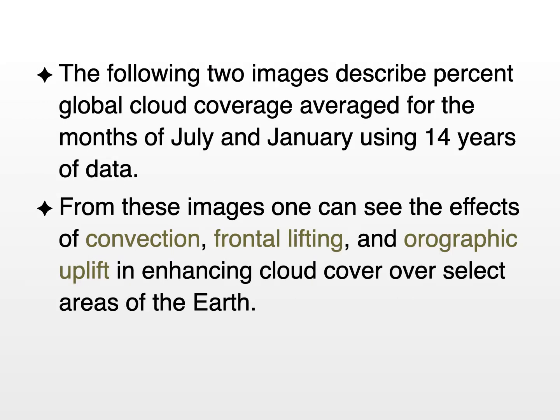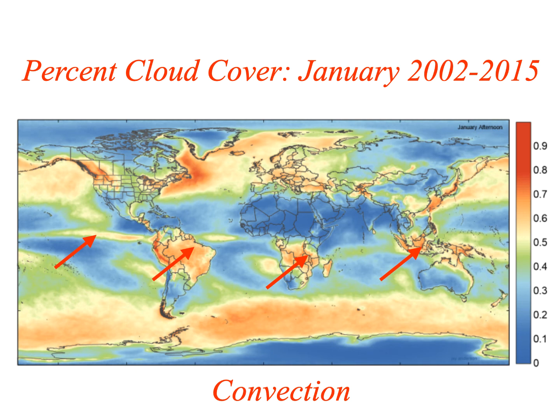So now let's look at two maps, one for July, one for January. On these maps, we will display 14 years of data on global cloud coverage. From these images, we will see the effects of convection, frontal lifting, and orographic uplift in creating cloud cover over our planet. So here is the map for January.